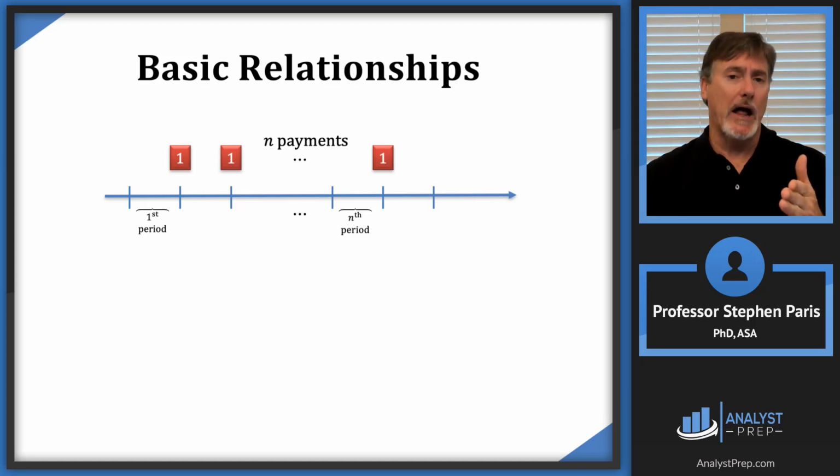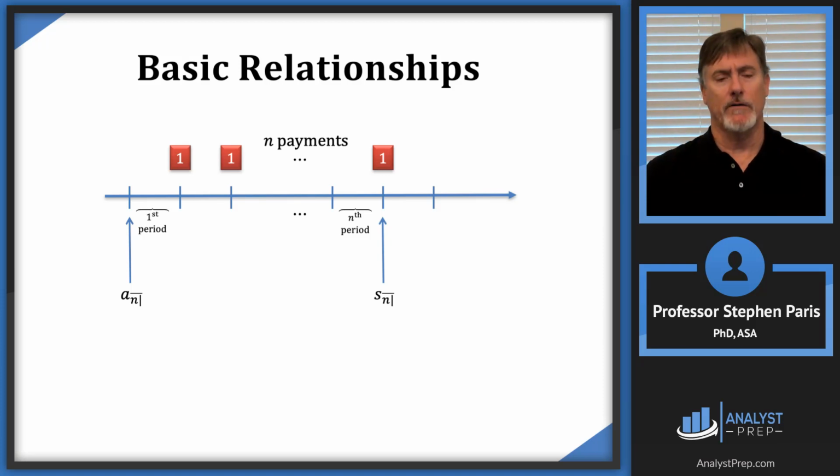And so at the start date, I have the present value. The A angle N is the present value of the annuity immediate. And at the end date, I have an S angle N, the accumulated value of an annuity immediate. And the point here is that there are N periods between the valuation date where I have the symbol A angle N and the valuation date where I have the symbol S angle N.